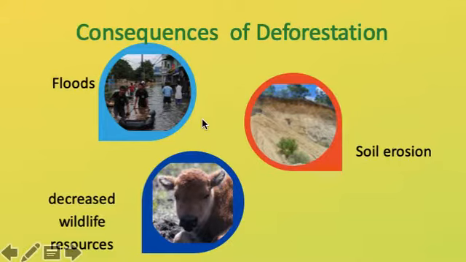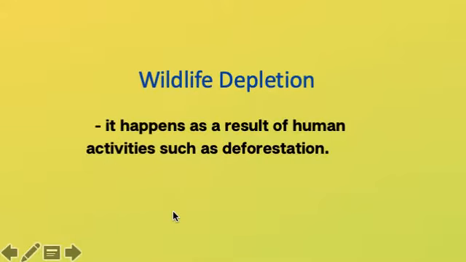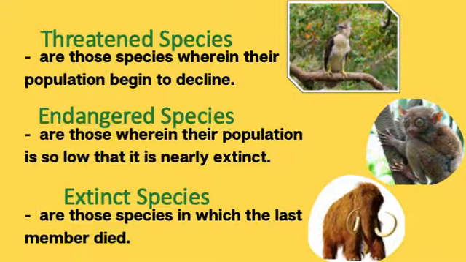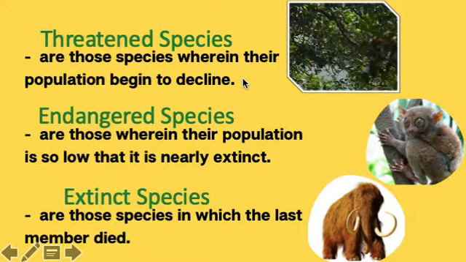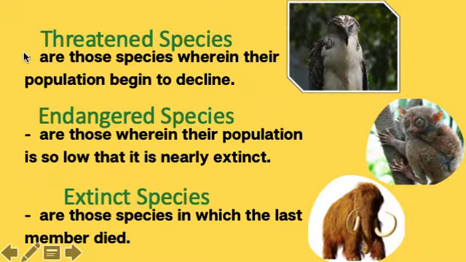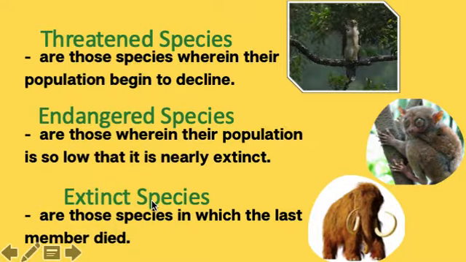Deforestation may result in the following consequences: floods, soil erosion, and decreased wildlife resources that will lead to wildlife depletion. Wildlife depletion happens as a result of human activities such as deforestation. As a result, many species or populations of animals may be threatened, endangered, or extinct.